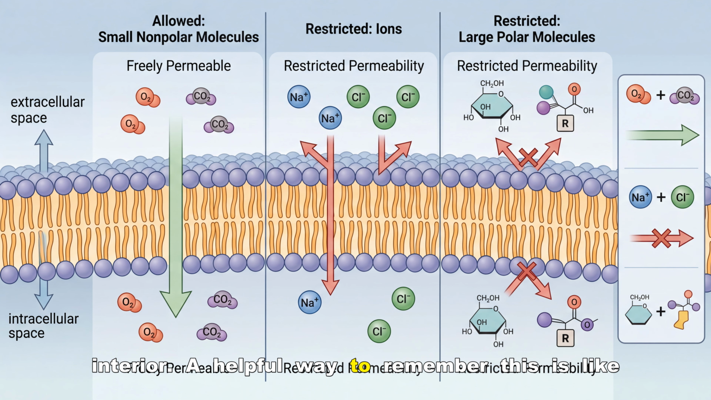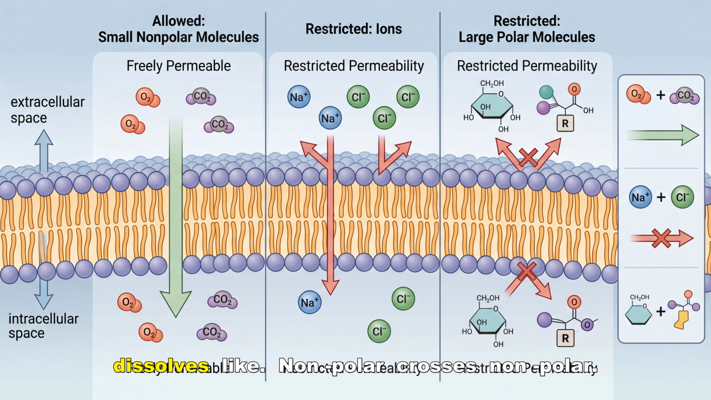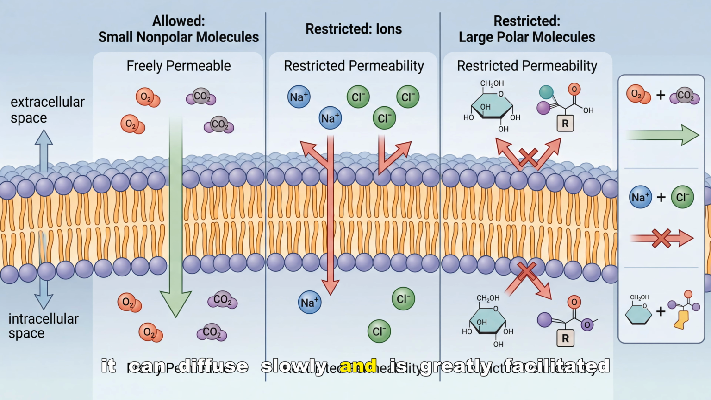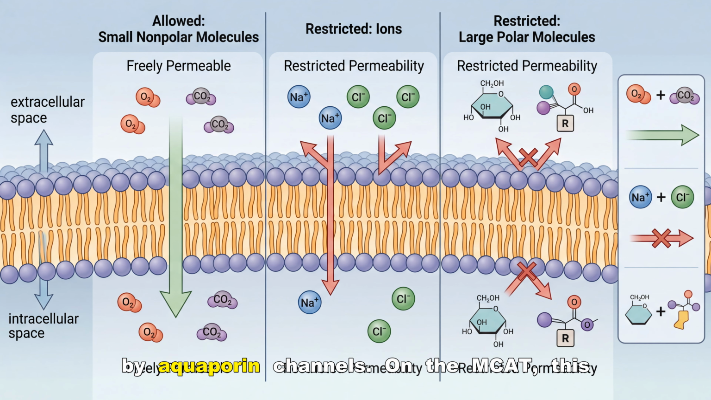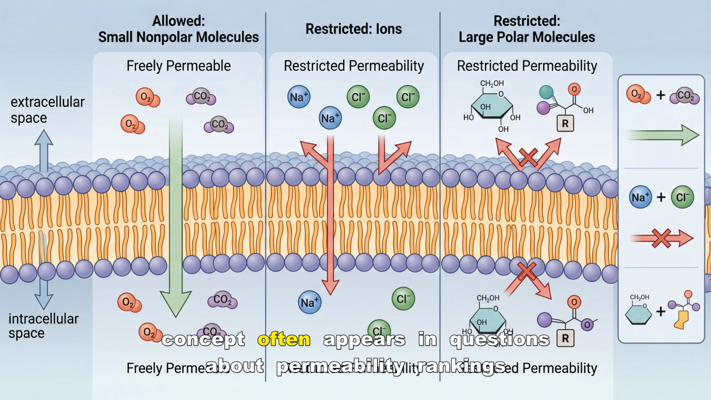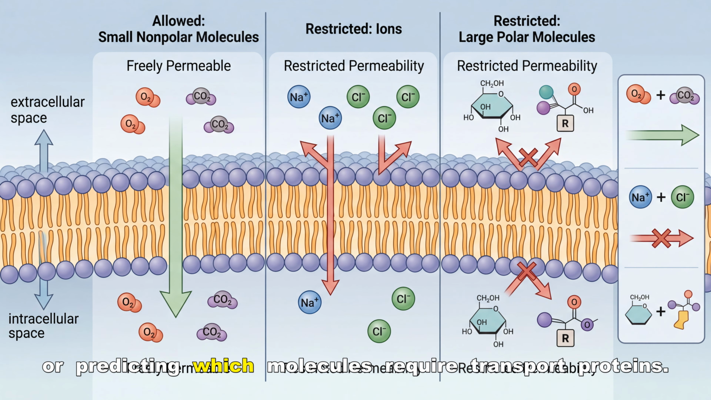A helpful way to remember this is like dissolves like. Nonpolar crosses nonpolar. Water is a special case. Although polar, it can diffuse slowly and is greatly facilitated by aquaporin channels. On the MCAT, this concept often appears in questions about permeability rankings or predicting which molecules require transport proteins.